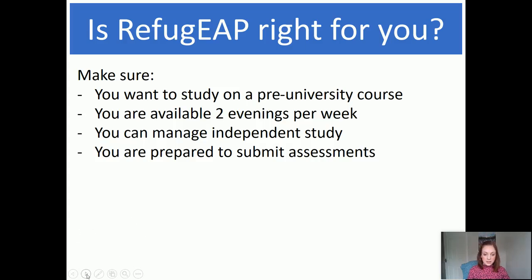The last thing I want to say is, if you're not sure and you're wondering if the course is right for you, then please continue with your application. We will do our best to support students as best we can.